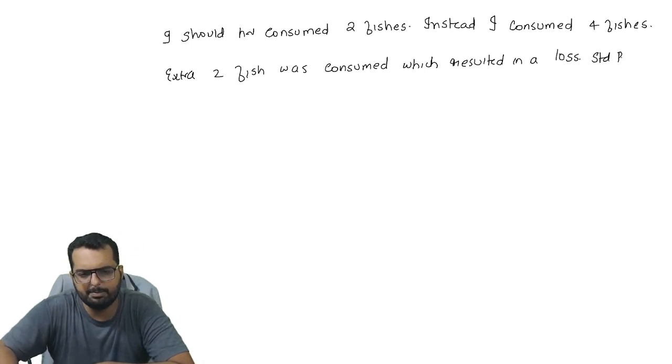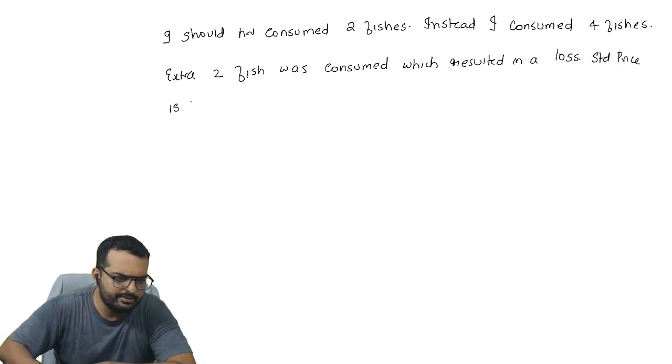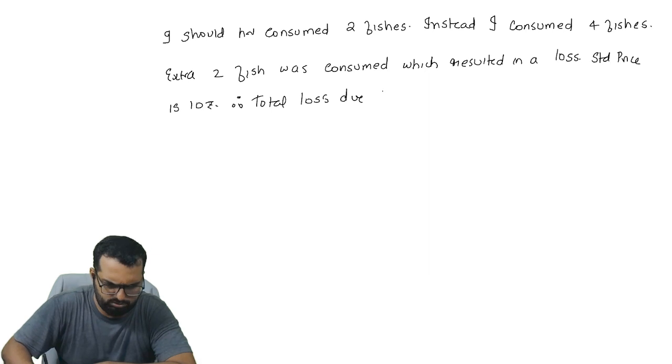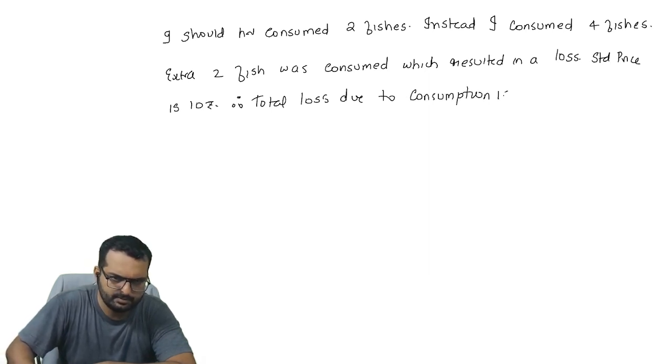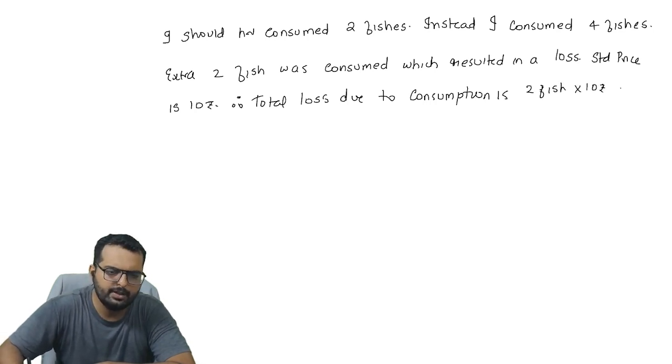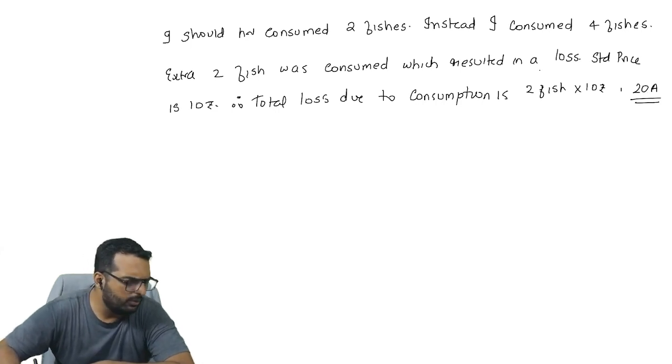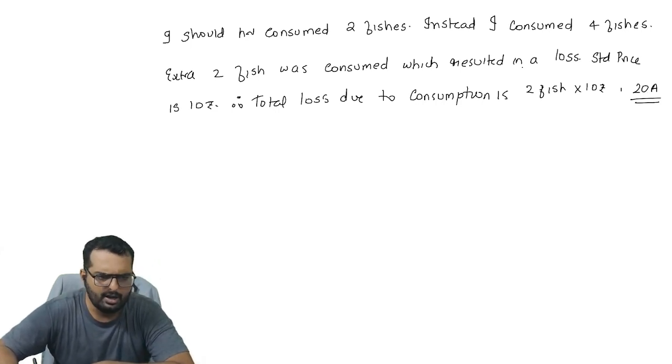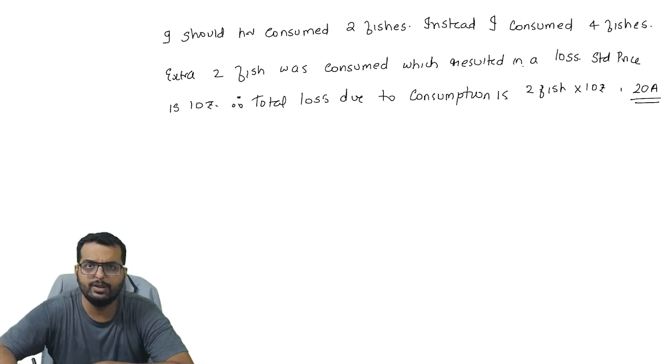The standard price is 10 rupees. Therefore, total loss due to consumption is 2 fish into 10 rupee, that is equal to 20 adverse. Now you write down this, you might get some doubt. Ask me the doubt because I need to clarify the doubt for all of you.